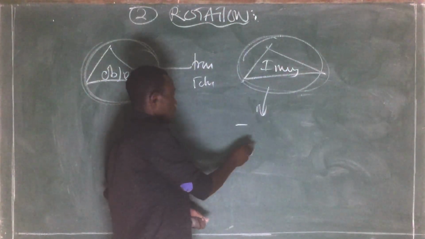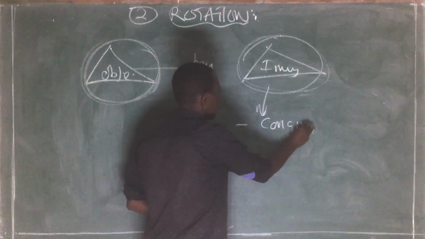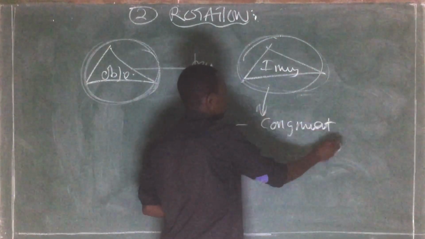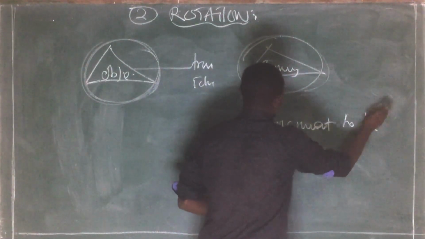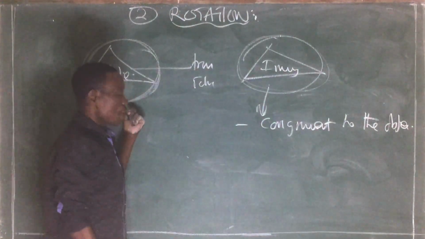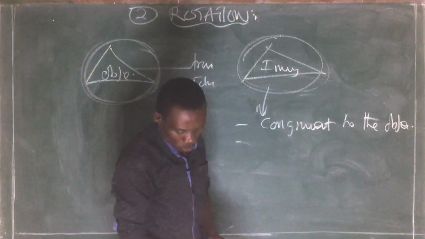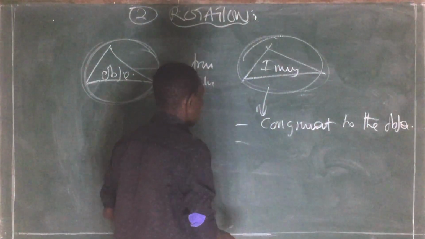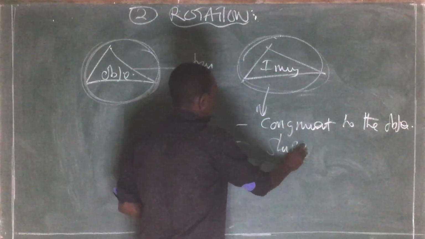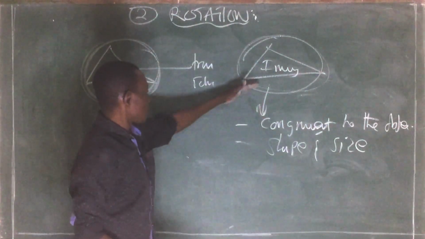That of the object. So the image that we have will always be congruent to the object. That's the initial figure. And also, we need to consider that the shape and the size of the image will be the same as the object.